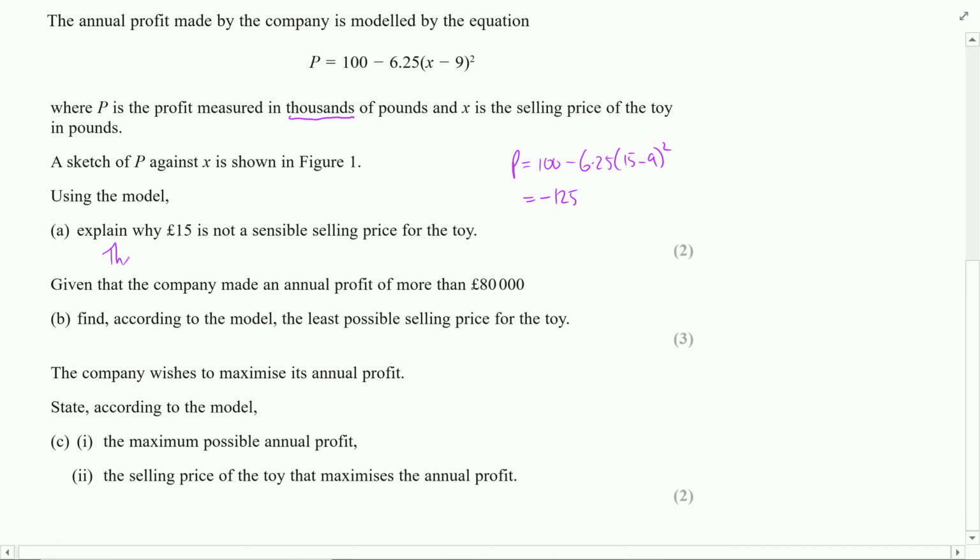That the model predicts negative profit, and we could go further and say of 125k.